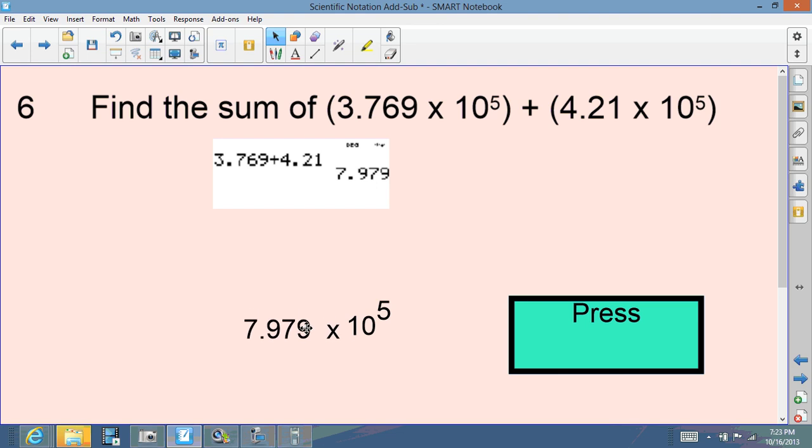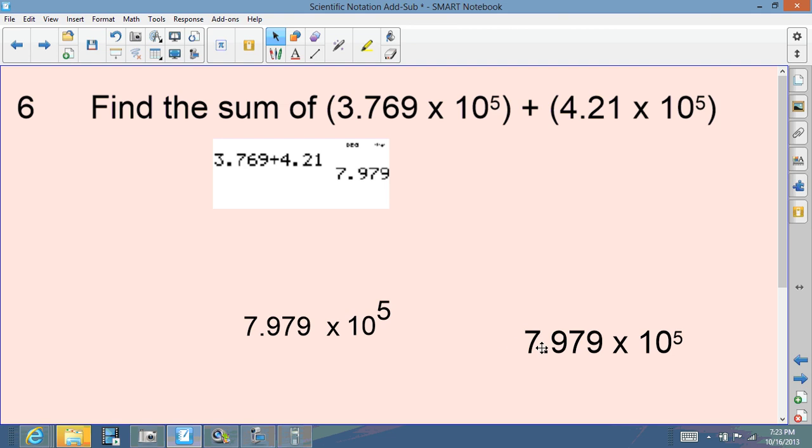We're going to multiply that by the power that we found to be the same, which is our power of 10. Now remember, in scientific notation, the first number has got to be between 1 and 10. So 7 is definitely between 1 and 10. So it's going to be fine leaving it just like that, because that is a number between 1 and 10, and the second part is a power of 10. So that is our answer, 7.979 times 10 to the 5th power.